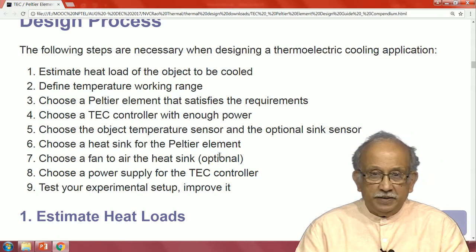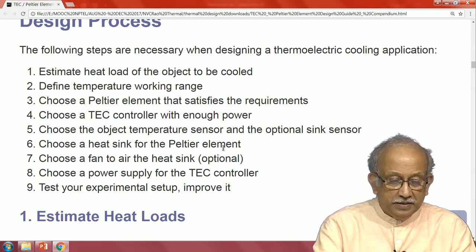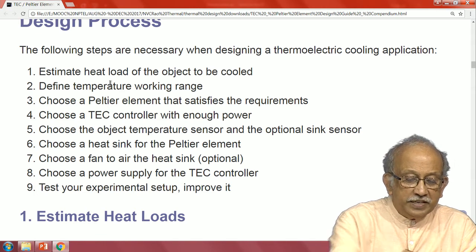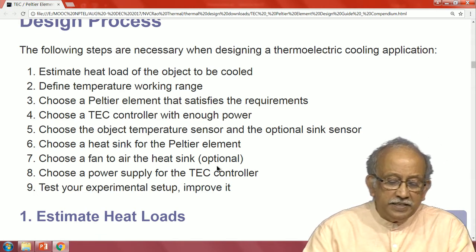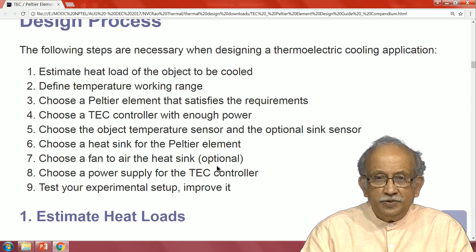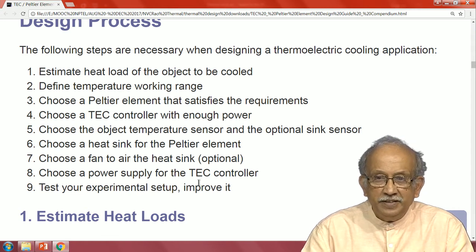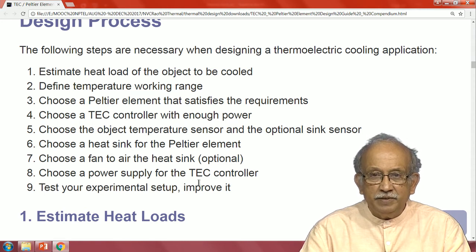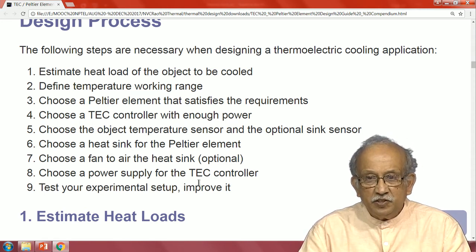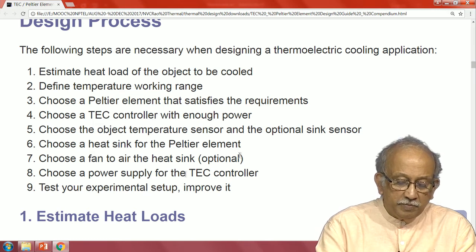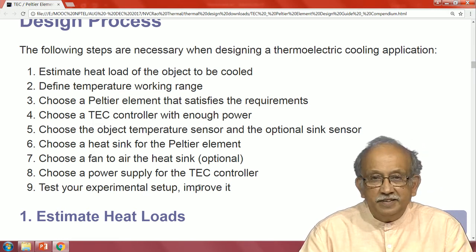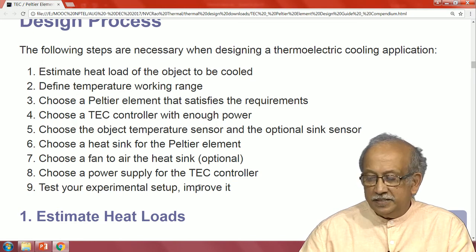Choose a heat sink for the peltier element, which once again comes to the heat load and the working range. Choose a fan to air the heat sink, meaning improve the convective heat transfer coefficient. Again he has given optional: if you want it complicated you have a fan, if not, maybe a simpler system by which a natural thing will occur. Choose a power supply, test your experimental setup.